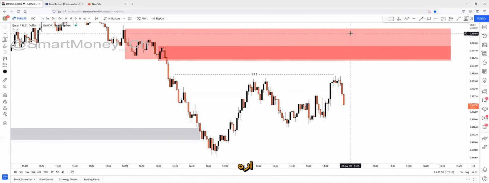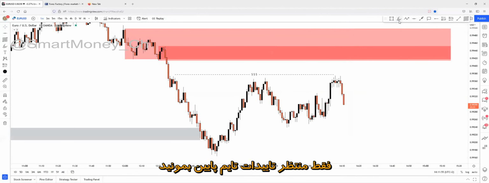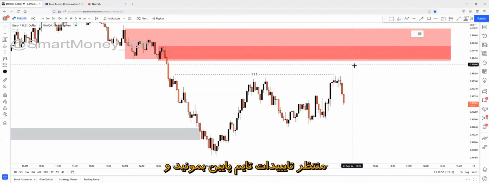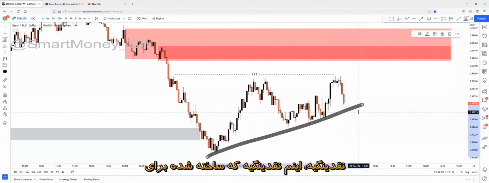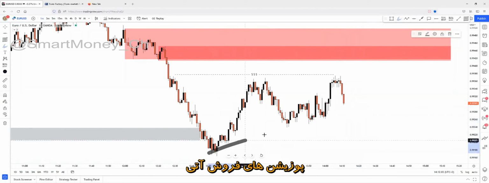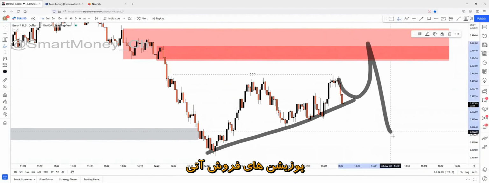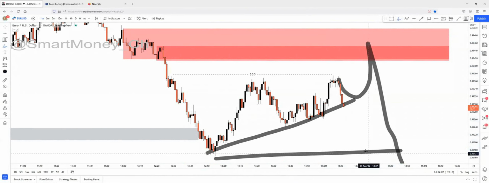So just wait for short confirmations. Just wait for short confirmations and don't play these longs. This is just liquidity. This is liquidity building up, liquidity for the upcoming shorts that will be taken after the shorts.